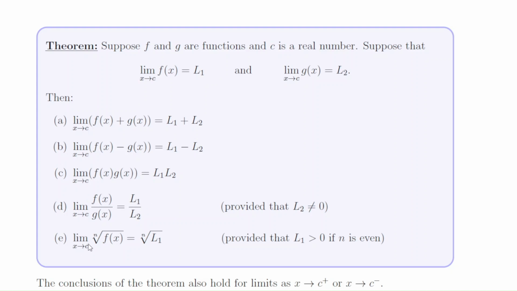We also have the limit of a square root equals the square root of the limit, or the limit of the cube root equals the cube root of the limit. The only thing you have to be careful of here is that you don't want to be dealing with imaginary numbers. So for example, if n is an even number, so if you're taking a square root or a fourth root, you need L1 to be positive. If L1 is negative, you'd be dealing with imaginary numbers. So the limit of the root equals the root of the limit as long as you're not dealing with imaginary numbers.